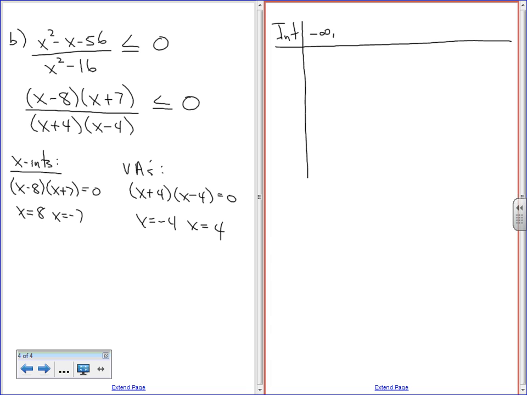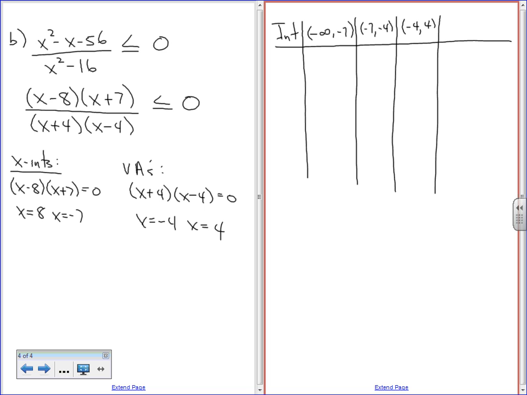So I'll go from negative infinity to negative 7. Round brackets, right, because you're testing these are the intervals. From negative 7 to negative 4. From negative 4 to positive 4. From positive 4 to 8. And then from 8 to positive infinity. So there's 1, 2, 3, 4, 5 intervals where the function can be positive or the function can be negative. How we're going to decide that is using these factors.